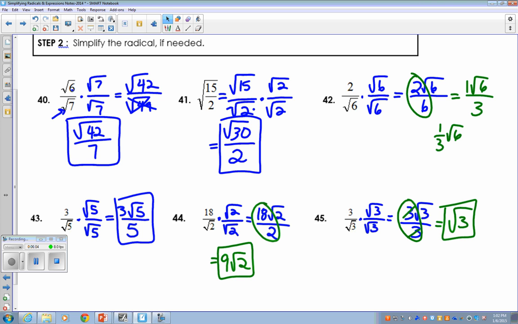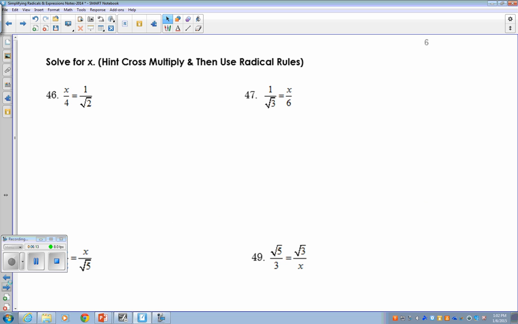On the next section, we're going to look at how to use cross multiplication and using our properties with multiplying and dividing to solve a proportion dealing with radicals. So here, we're going to just cross multiply like we did last semester and then use our radical rule. So when I cross multiply, this is going to be 8 times the square root of 2. 8 is now the coefficient, is equal to 4. And we're solving for x now.